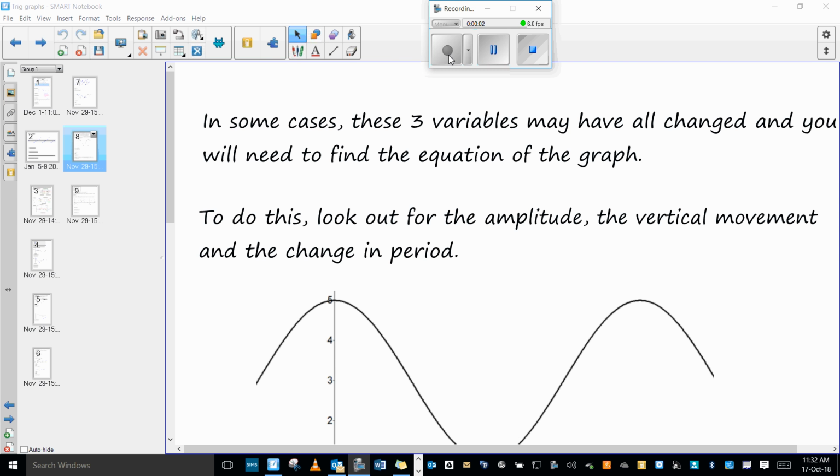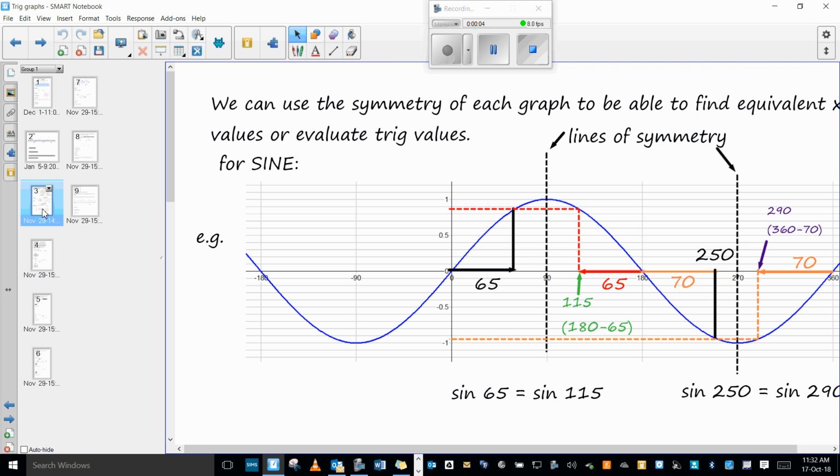Do we remember what we did last time? We talked about the fact that graphs keep going on forever and ever, and they repeat. Do we remember how often the sine graph repeats? Every what number of degrees?